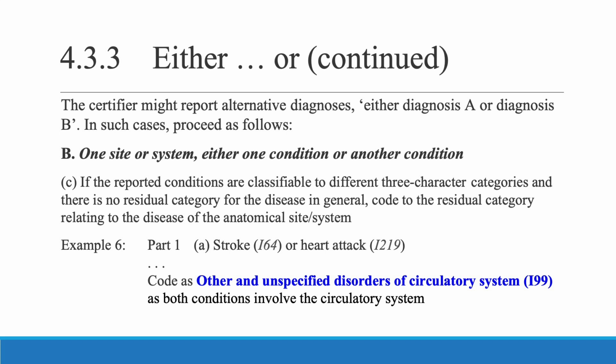Example 6 has on line A, stroke or heart attack. Putting a provisional code on each of those two conditions will demonstrate to us that they are not in the same 3-character category. They're in different ones. They're not in the same block of codes, but we do notice that they're both in diseases of the circulatory system, not a single site, but the circulatory system. Therefore, we will code these as other and unspecified disorders of circulatory system, I99.